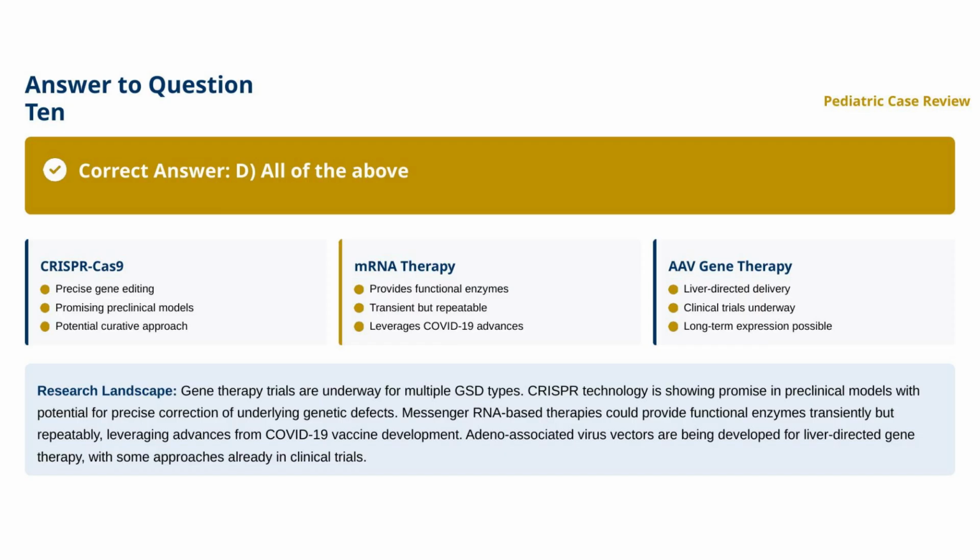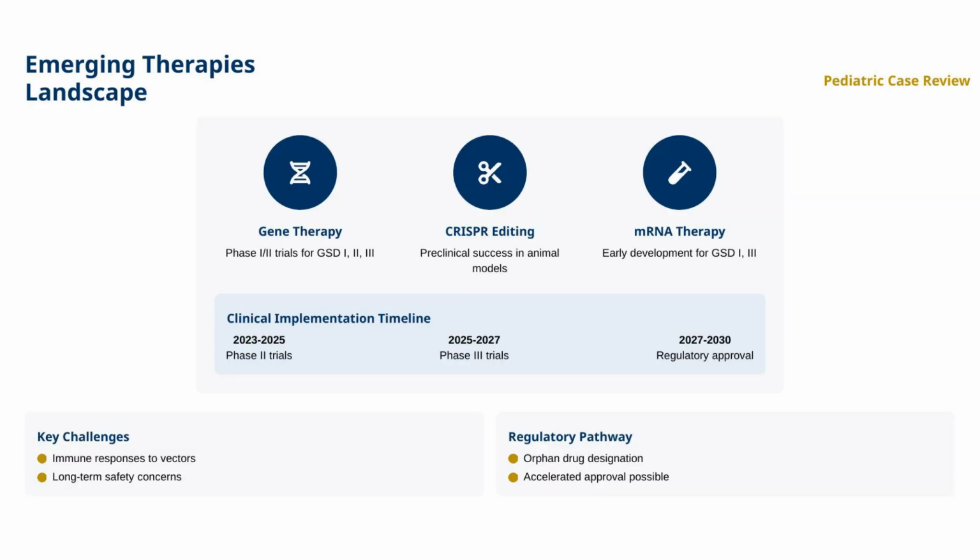Each approach has unique advantages. CRISPR offers potential for permanent correction, mRNA therapy provides flexibility in dosing, and AAV gene therapy may offer long-term expression. The field is rapidly evolving, with these technologies representing the future of GSD treatment. The emerging therapies landscape for glycogen storage diseases shows promising developments across multiple technological platforms.